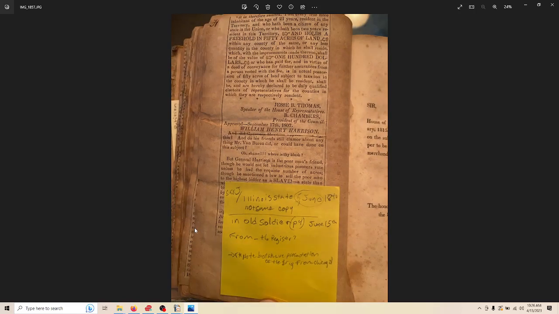So there's a lot of information in there. As you can see, I took notes on them. If you know anything about Lincoln and his involvement in the Old Soldier, many of these articles show up in the Old Soldier. Issues like Jesse B. Thomas, for example. Abraham Lincoln not only mentions him in the Old Soldier, he also debates his, I think, nephew in late 1840 as well.